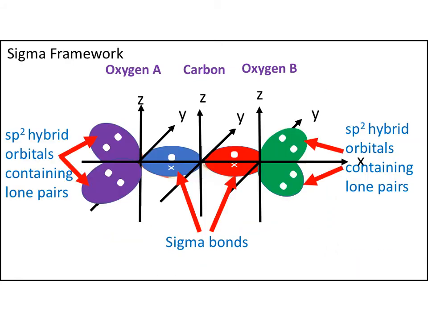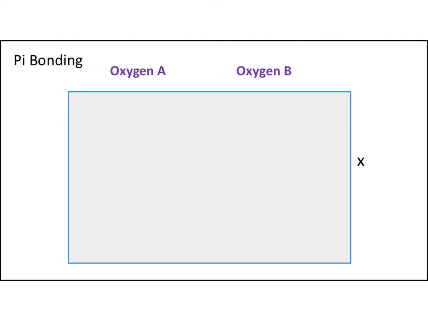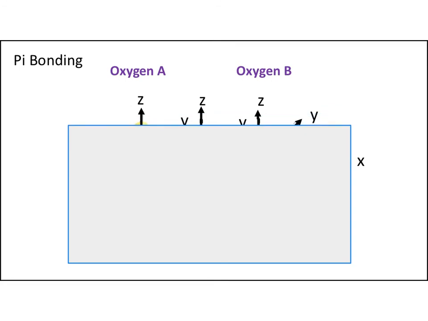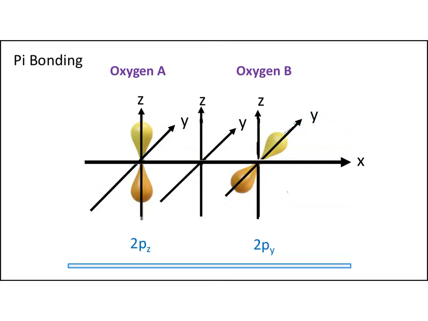This summarises our sigma framework and our hybrid orbitals and sigma bonds for oxygen A, carbon and oxygen B, to show you how those electrons are held in the bonds or in the hybrid orbitals. We can now start thinking about how the pi bonding works. You remember that in our pi bonding, we have use of different p orbitals for oxygen A and oxygen B. Oxygen A hasn't used the pz and oxygen B hasn't used the py.